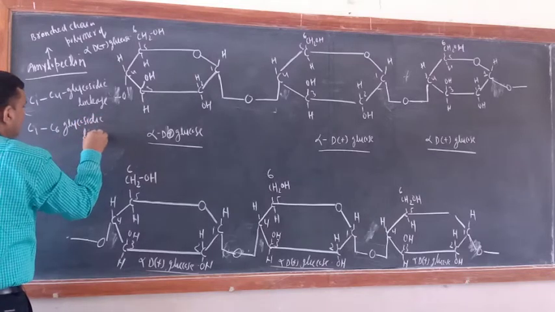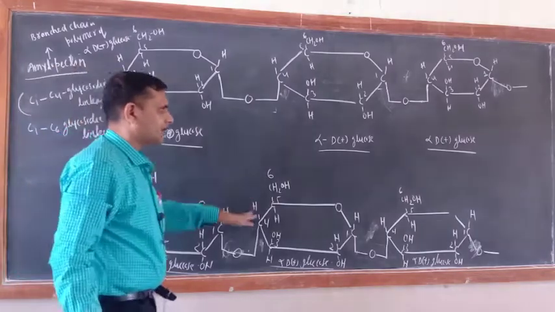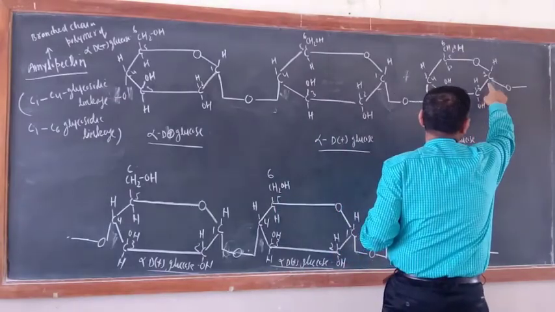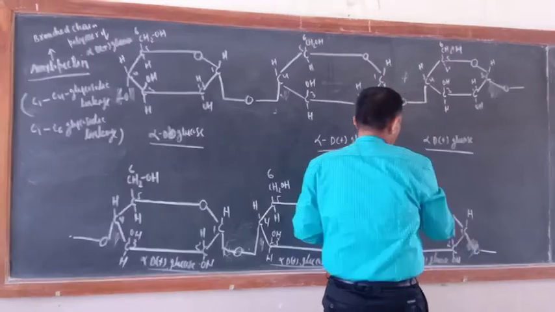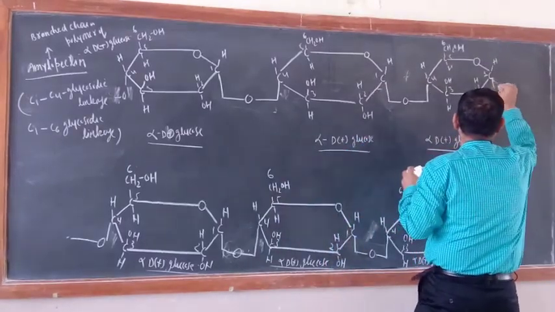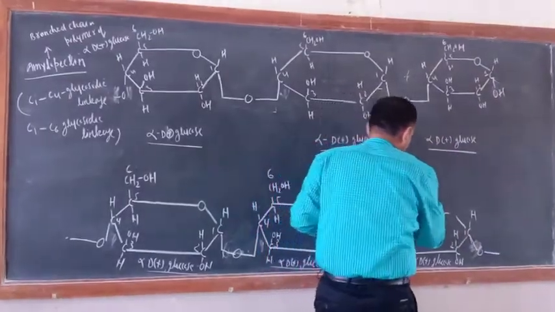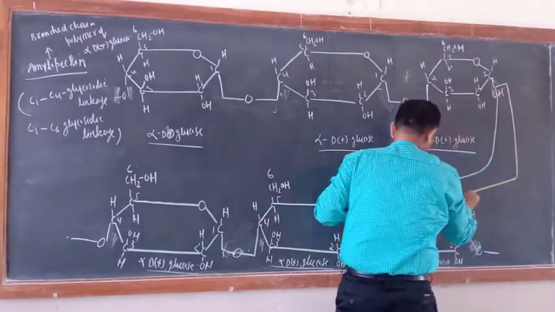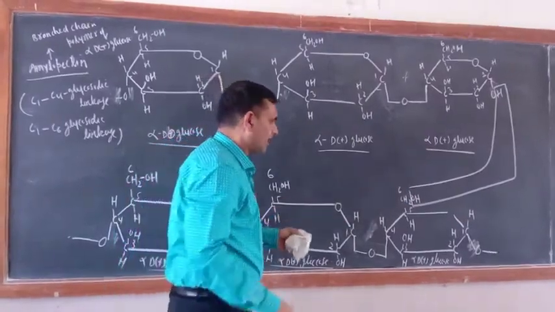Okay. You do one thing, very simple. This is C1 C4, no problem at all. Now C1 of this one and, just see, here what is there? Now put here OH. Now OH of this one and H of this one will come out as a condensation, water molecule.